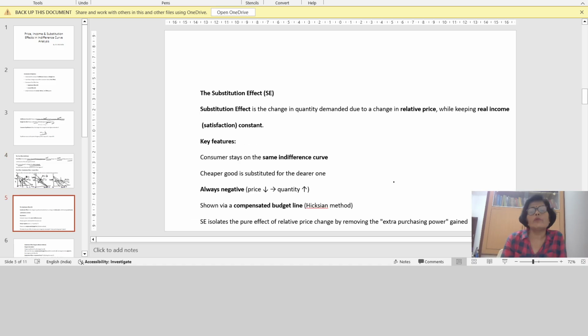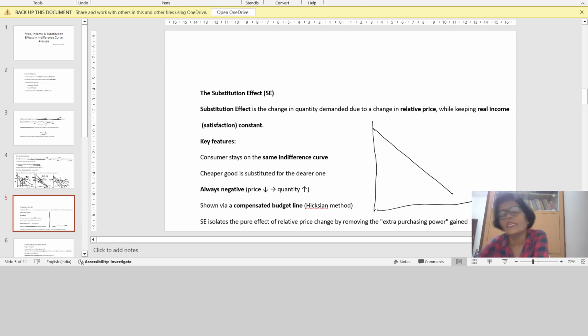Now the next effect is substitution effect. Substitution effect is the change in quantity demanded due to a change in relative price while keeping real satisfaction constant. In this substitution effect, the consumer stays on the same indifference curve. In price effect, the consumer moves from one indifference curve to another indifference curve, but in substitution effect, the consumer remains on the same indifference curve.